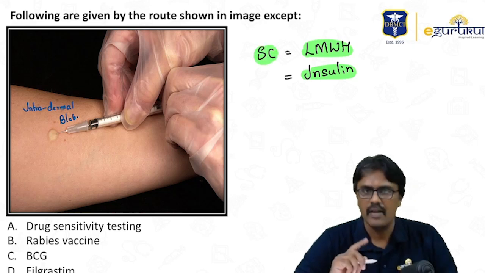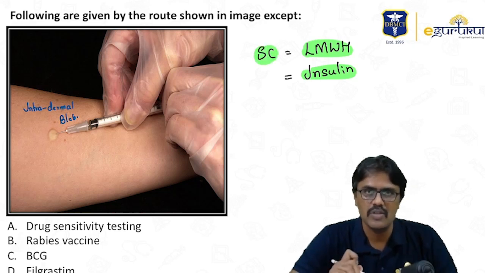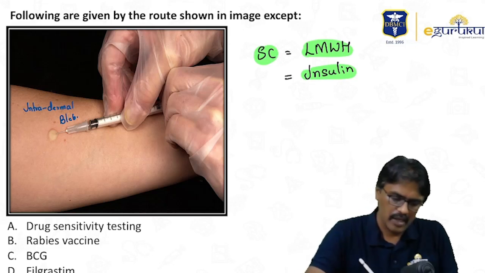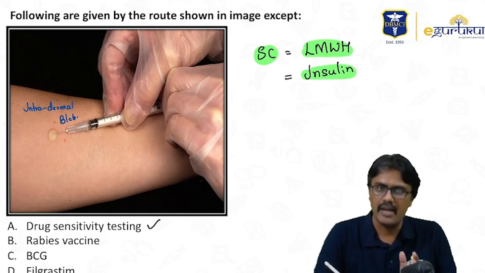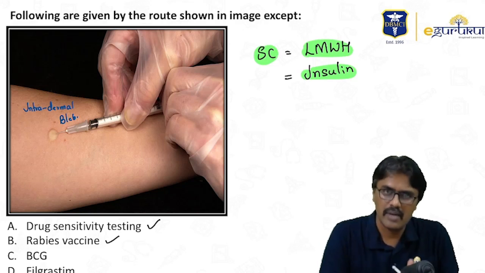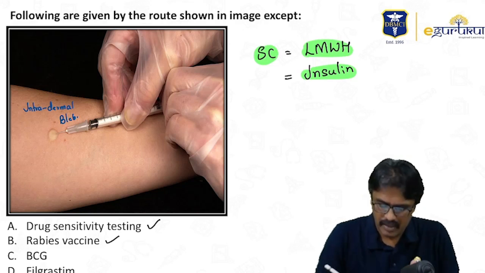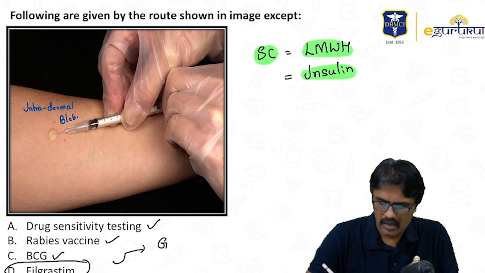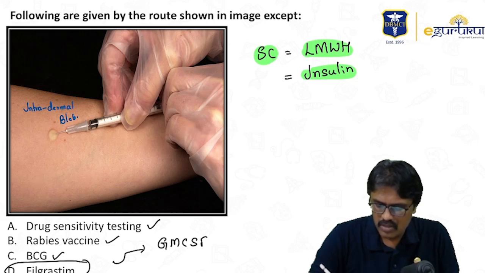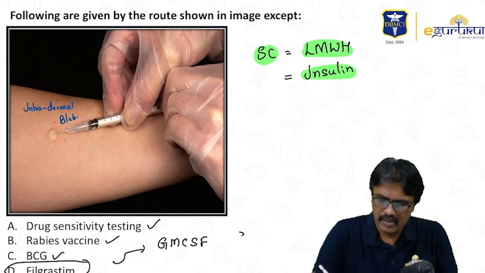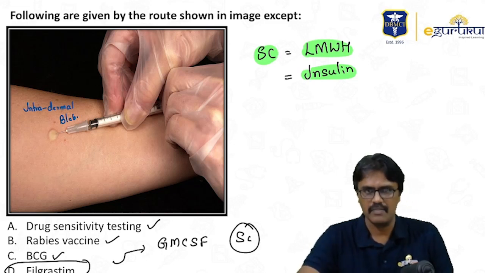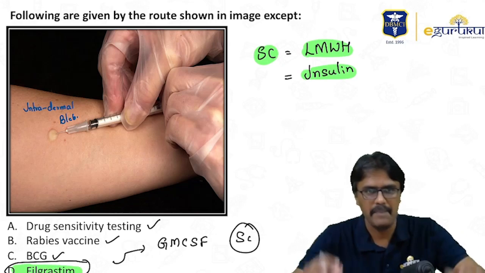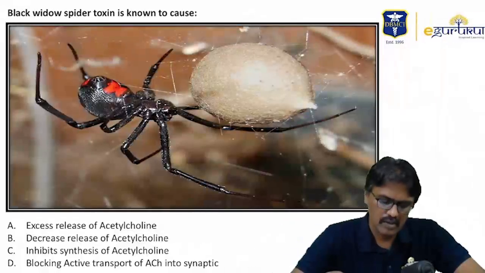So for subcutaneous, the drug should be deposited in the subcutaneous tissue. Just pinch the skin, give the injection with an insulin syringe, so it will only go there. Now remember, drug sensitivity testing is done intradermally. Rabies vaccine is also available intradermal as well as IM injection. BCG is also intradermal. What about filgrastim? Filgrastim is a granulocyte colony stimulating factor, and that is given by the subcutaneous route. So the answer for this question is option D, filgrastim. Now moving on to one more question.